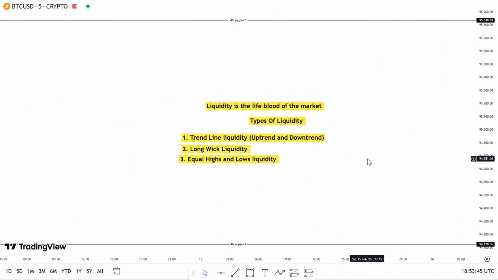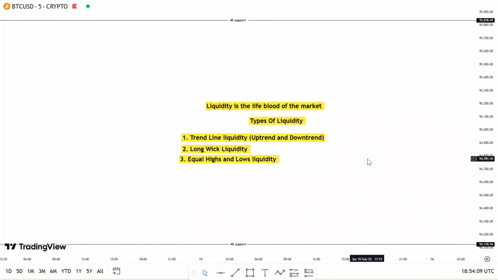So firstly, we are going to understand what liquidity is. Now, liquidity in simple definition is the lifeblood of the market. What this means is that the market needs liquidity in order for it to move properly, which means any area of imbalance, the market is more likely to go fill that particular area.